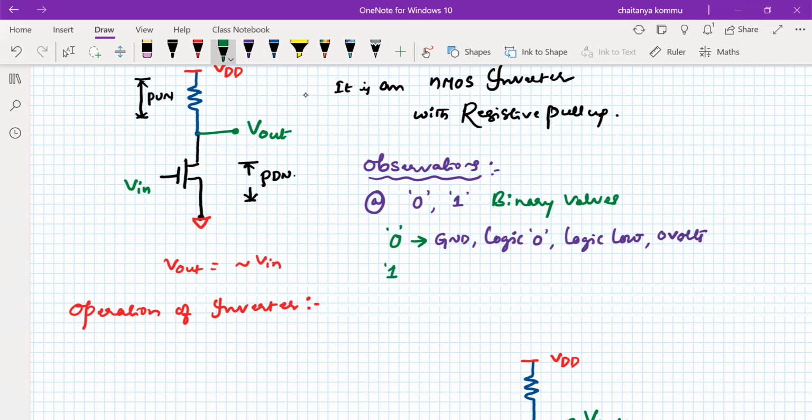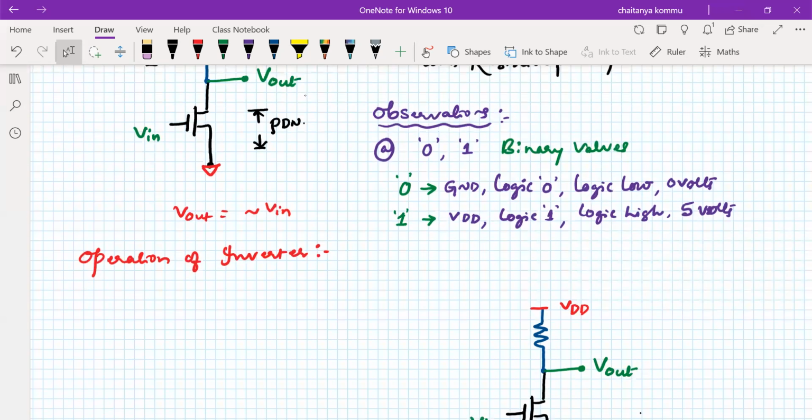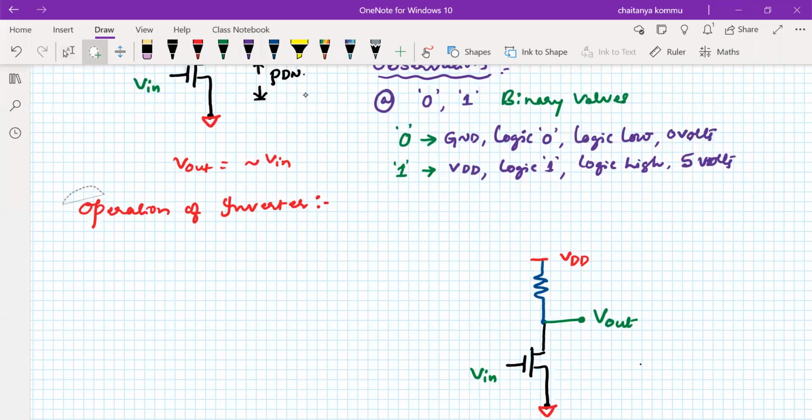Similarly, logic 1 or a bit 1 can be represented by the VDD high supply, or I can call it a logic high value, or it is 5 volts also. It depends upon what kind of technology we are using, but usually we consider it as 5 volts. Is it clear to all of you? So we are considering only the binary values. That means we want to implement digital circuits, not analog circuits.